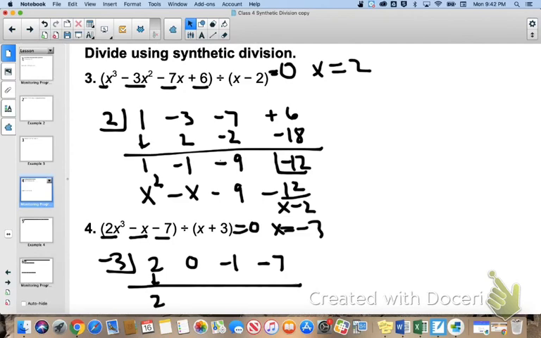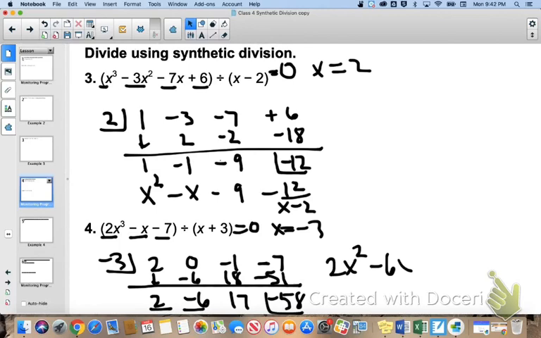Bring down the 2. Negative 3 times 2 is negative 6. 0 plus negative 6 is negative 6. Negative 3 times negative 6 is 18. Negative 1 plus 18 is 17. And negative 3 times 17 is negative 51. Negative 7 plus negative 51 is negative 58. So again, x cubed divided by x, 2x squared, right, minus 6x plus 17 minus 58 over x plus 3.